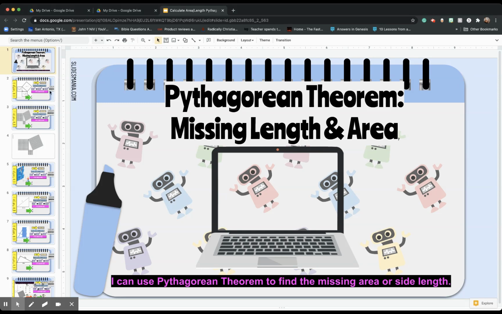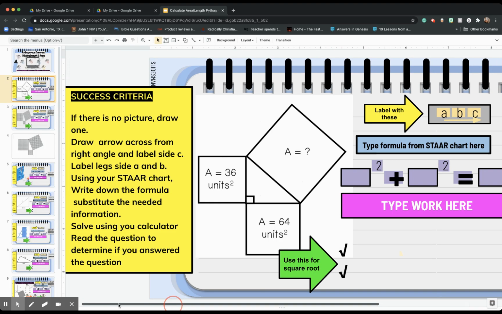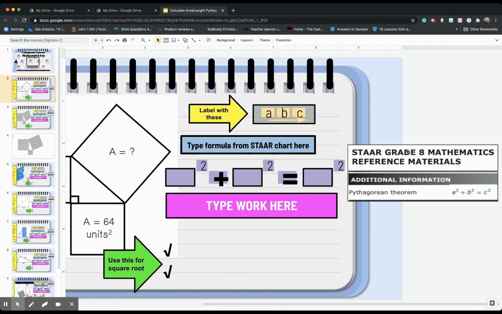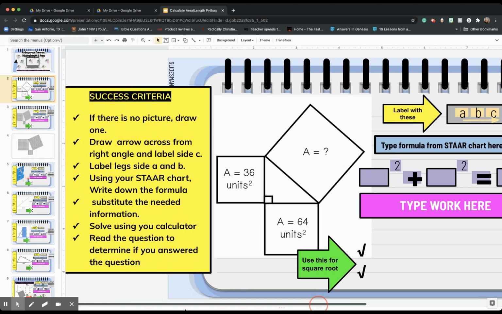area. On every slide, you're going to see a success criteria to the left. And on the right, you're going to see our reference chart, the STAAR Grade 8 Mathematics Reference Material, and it tells us our Pythagorean theorem formula. So we have the formula and our success criteria.